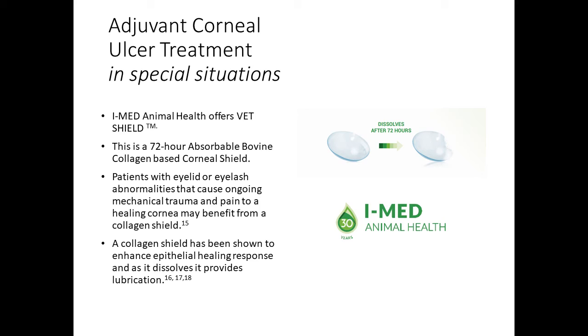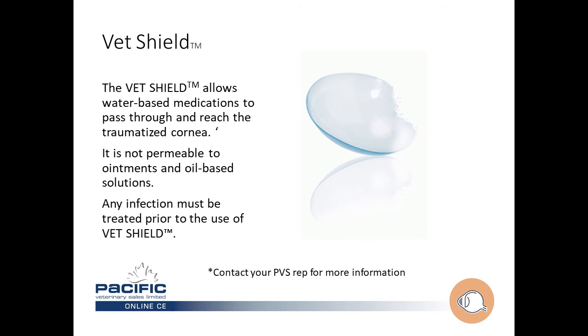In some special situations, a corneal shield may be an important part of treatment and management. iMed Animal Health offers Vet Shield. This 72-hour absorbable bovine collagen-based corneal shield can help with patients with eyelid or eyelash abnormalities that cause ongoing mechanical trauma and pain to a healing cornea. A collagen shield has also been shown to enhance epithelial healing response. As it dissolves, it provides lubrication. The Vet Shield allows water-based medications to pass through and reach the traumatized cornea. It is not permeable to ointments and oil-based solutions, and any infection must be treated prior to the use of Vet Shield.